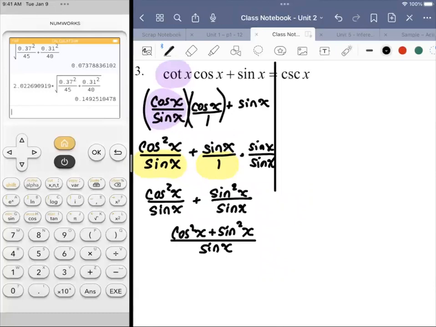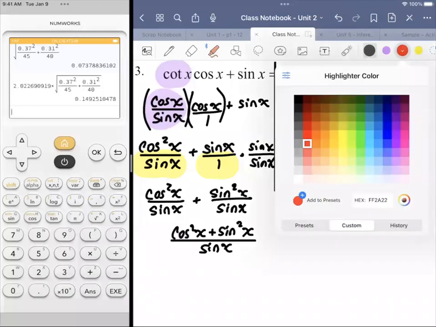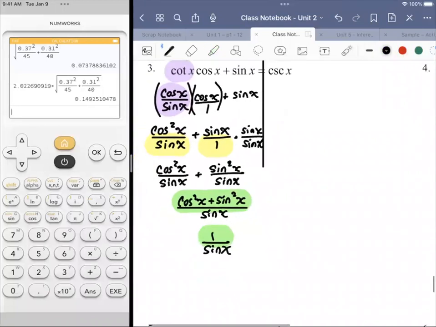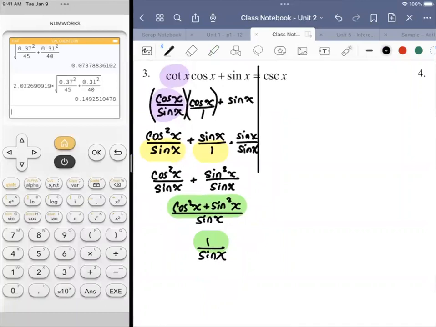And this is what I was talking about before, where, hey, if you know your rules, then you already know what to do next. If you don't know your rules, then you go back to the other sheet, take a look and see if there's anything that could be used. Now, this one should be okay because we literally just used this rule. Cosine squared plus sine squared is equal to 1. Right? So this, by rule, is equal to 1. So now we have 1 over sine x. 1 over sine x is cosecant x.